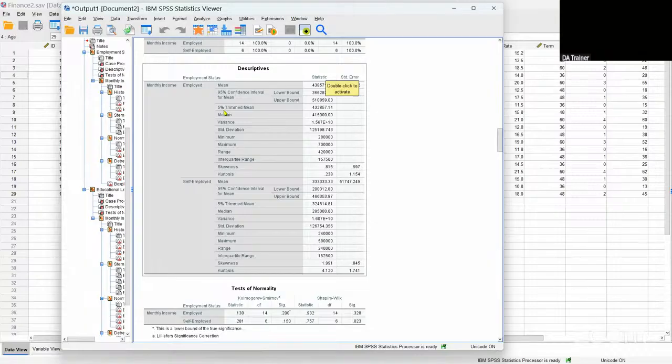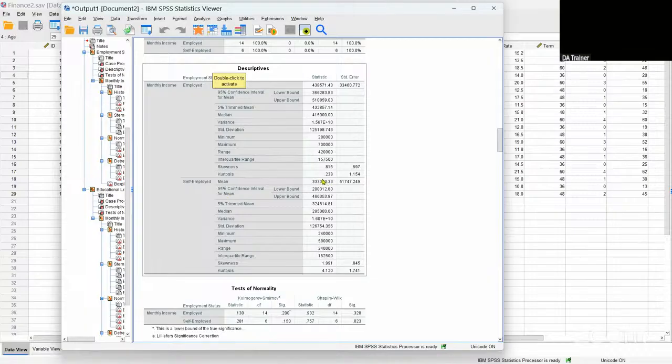We have the trimmed mean, the mean, the median. The variance is here. The standard deviation that we saw is still this value. Beautiful. Minimum, maximum, range, interquartile range, skewness, and kurtosis are all here. Now, this is only for the employed. Now, the same information for the self-employed.